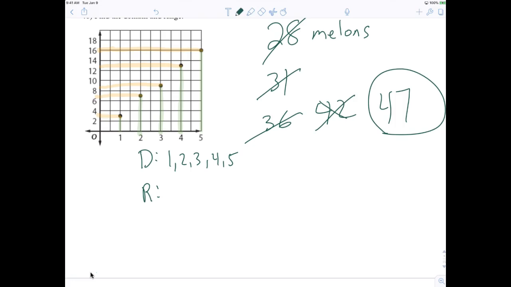So somebody tell me what their range is. Tell me. Come on, guys. Don't you think that's pretty easy? Yeah, that's pretty easy. Okay?